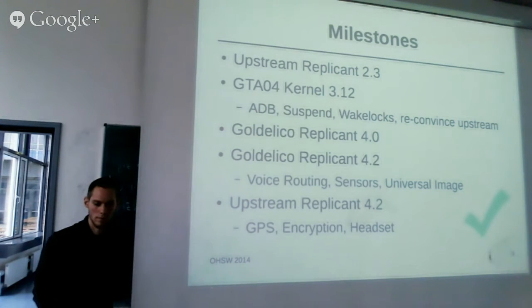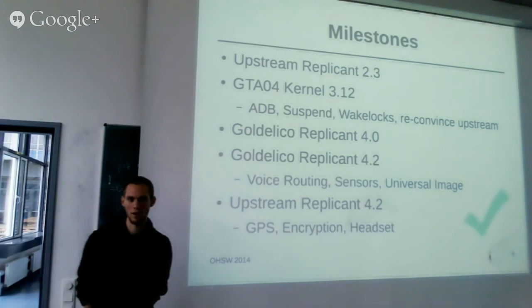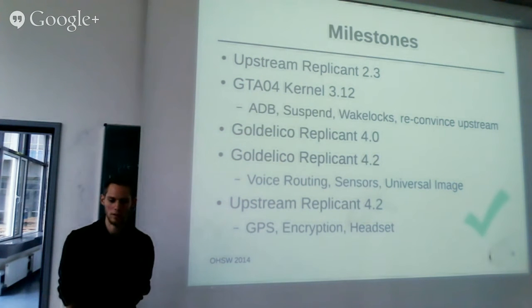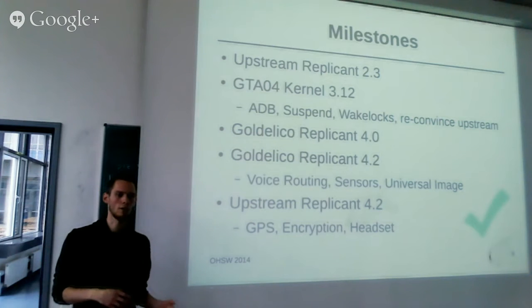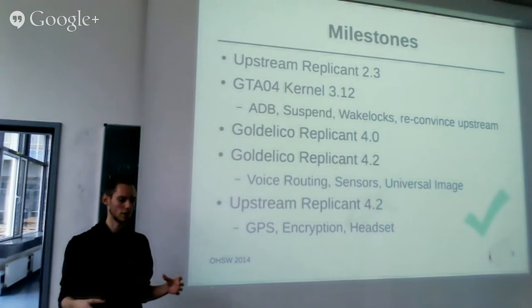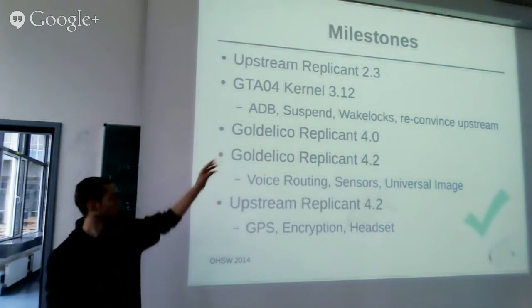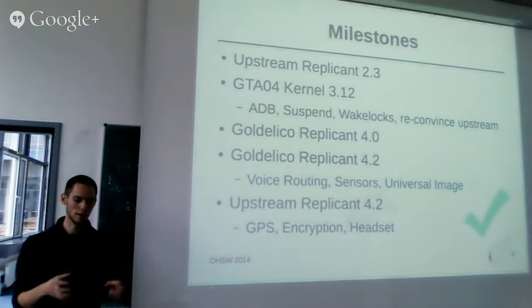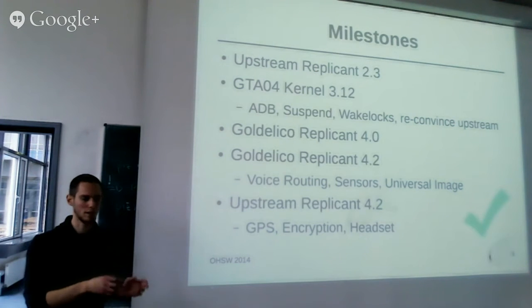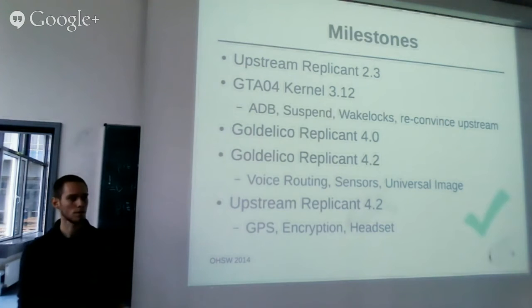Then we as a community still wanted to have Replicant or Android on our phones. So we started the other way around. We didn't take the Android kernel and try to integrate all the stuff needed for GTA04, but we took the GTA04 kernel version 3.12 and tried to integrate all the stuff which is especially needed for Android. For example, the Android debug bridge driver, which is one of the most important drivers, so that you can connect to your phone, have a shell and do the development.